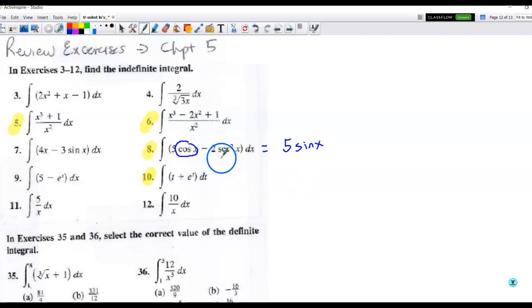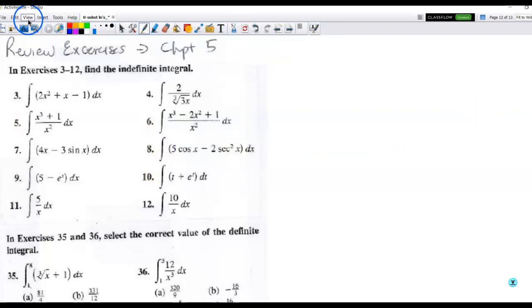Then we play the game again, and we ask ourselves, what function has a derivative of secant squared? The derivative of tangent is secant squared, so when we anti-differentiate, we get 2 tangent x plus c. Don't forget the c. Problem number 10.